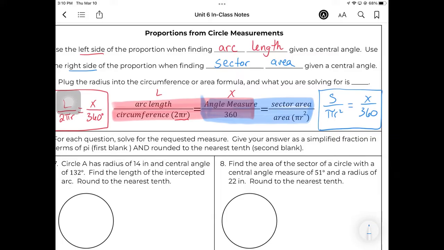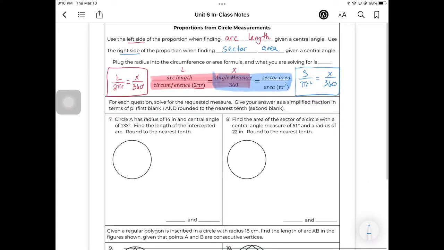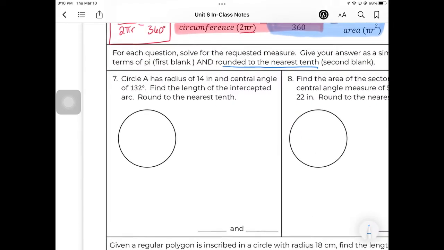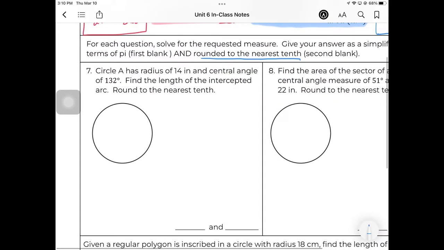So, for each of these questions, we are going to give our answer. We're actually only going to give a rounded version of this answer. We're not going to give an exact answer in terms of pi. On a lot of these problems, sometimes I just give you the words, but a lot of times I will still give you the picture.